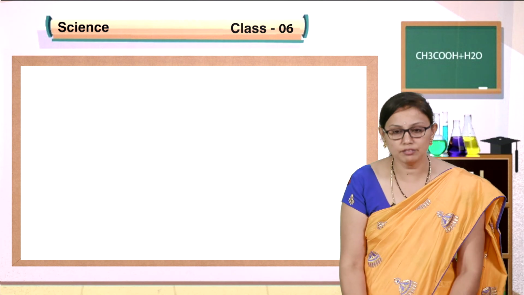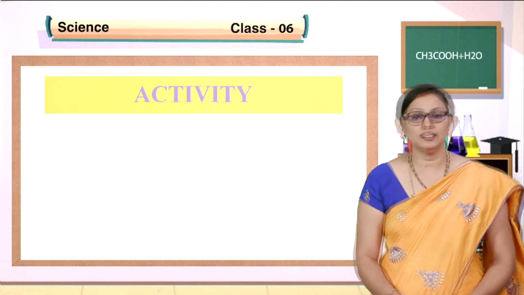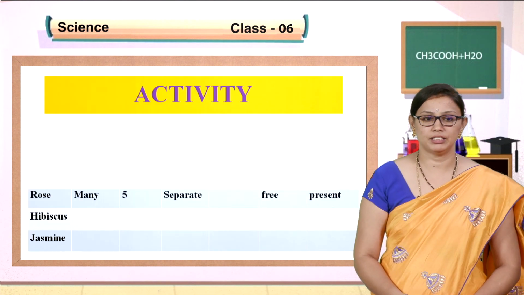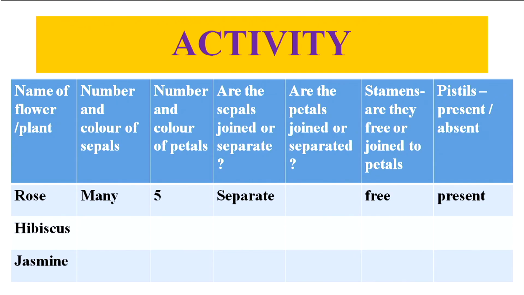So, these are the different parts of the flower. Now, we will have an activity. Children, take different flowers, for example, the rose flower. Note the number and the color of the sepals, and the number of petals. The number of petals may be 5 or 6, depending upon which type of rose you have taken.